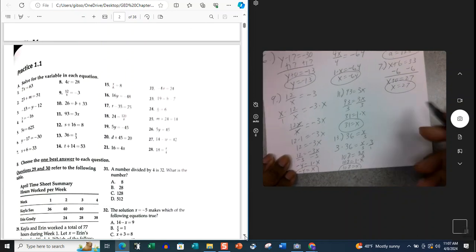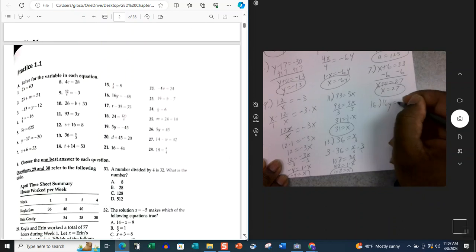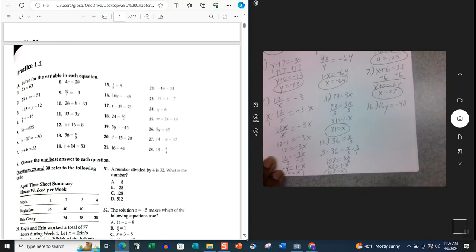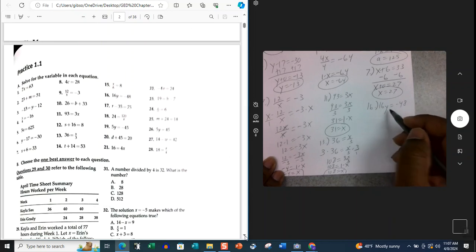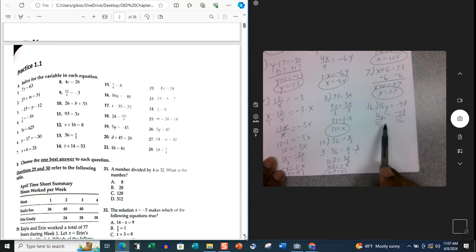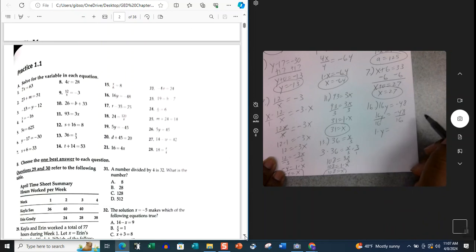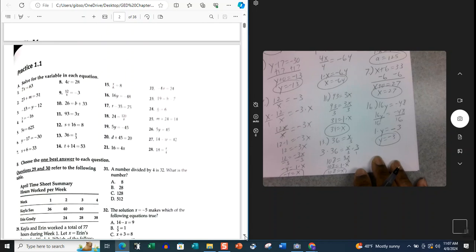Well, we could do 16. 16, we have 16y is equal to negative 48. Now, we know that the 16 is connected to y by multiplication, so we'll divide each side by 16. Remember, we don't divide by the variable, only by the number. 16 divided by 16 is 1 times y. Negative 48 divided by 16, we know a negative divided by a positive is negative. 48 divided by 16 is 3. 1 times y is y, and it's equal to negative 3.